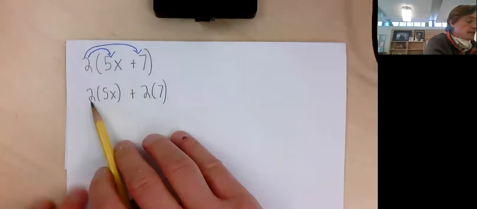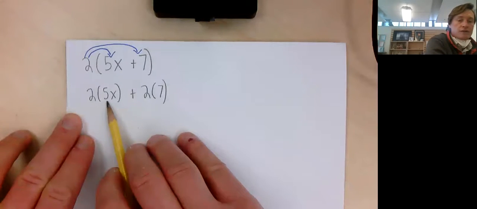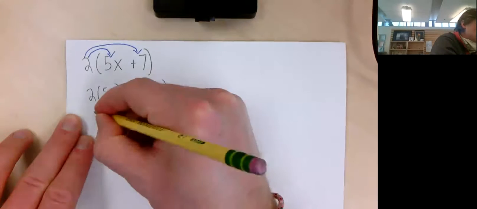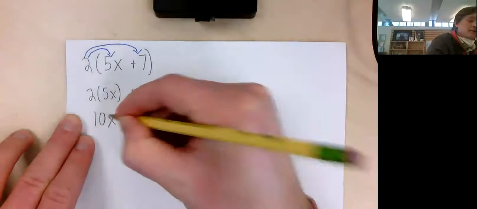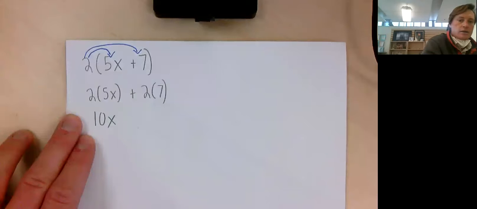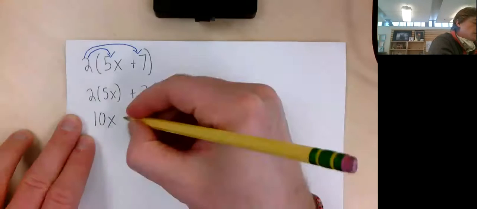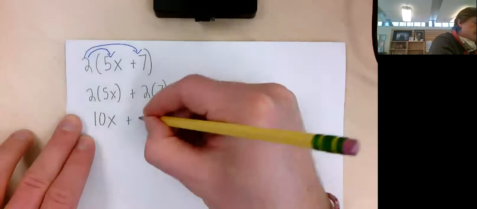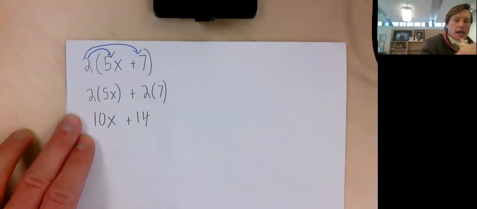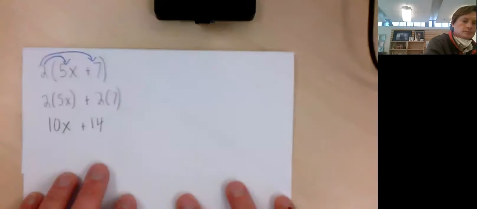So we're going to multiply the 2 by the coefficient 5, that's 10. And that's going to give us 10x is our new term. And then over here, 2 times 7 is 14. And we're done. That's it. Let's do another one.